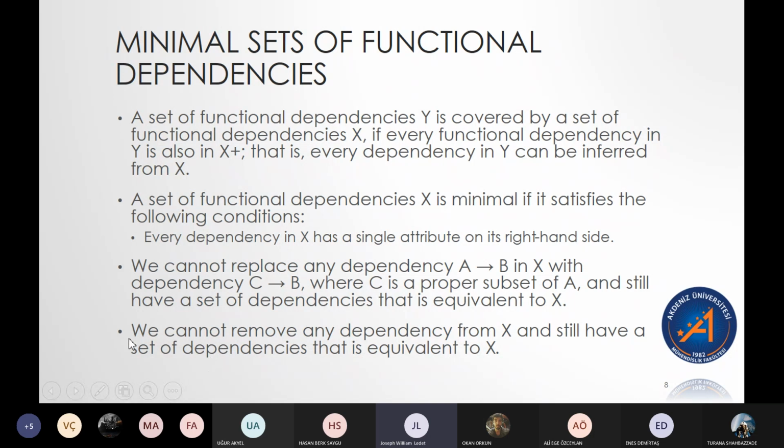Okay. And if we can remove any dependency from X and still have a set of dependencies that's equivalent to X, that still has all the things covered, then we do not have a minimal set of functional dependencies yet. So we need to reach a point where every dependency that exists in our set is required in order to fully flesh out all of the functional dependencies. We need to make sure that any A determines B must exist without a subset of A being possible on the left-hand side. We need to have every functional dependency have a single attribute on the right-hand side.